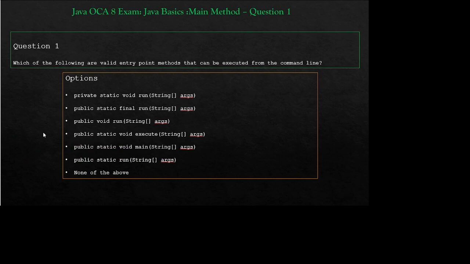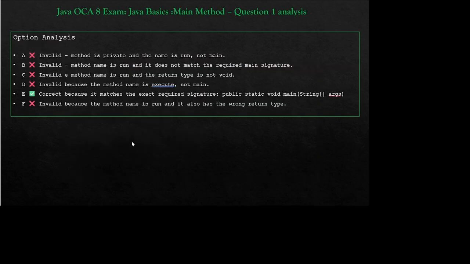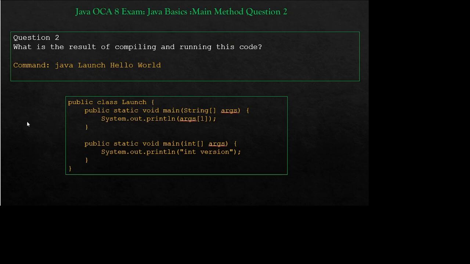Which of the following are valid entry point methods that can be executed from the command line? Private static void run. It will not work. Public static final run. No, we need main, right? Then we have public void run. No, it will not. It is not matching the public static void main. Then we have public static void execute. No, we need main. Then the fifth one is public static void main String args. This matches. And then public static run. No, none of that. So only this one matches, the exact required one.